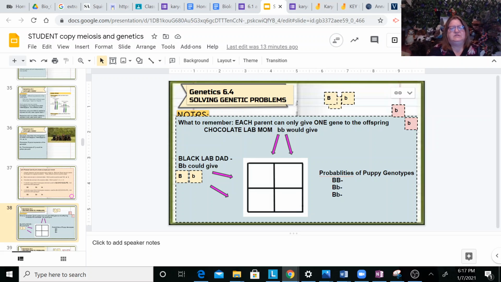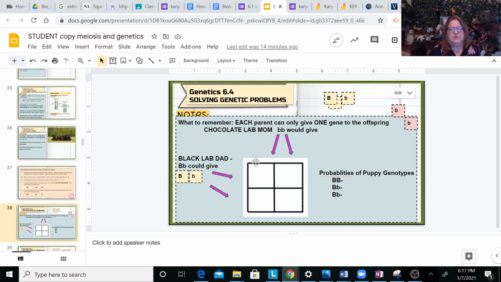Now, the mom is a chocolate lab that is recessive. So the only way the mom could have the chocolate lab coat would be if she is a little b. And again, you guys can pause and decide, okay, what are we going to call that chocolate lab? If you discussed it, you should realize you would say that this black lab is heterozygous. So the chocolate lab mom would be homozygous recessive.